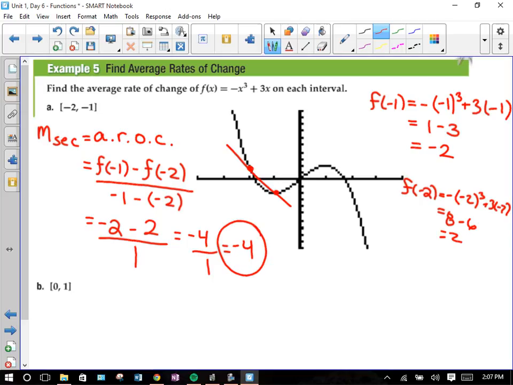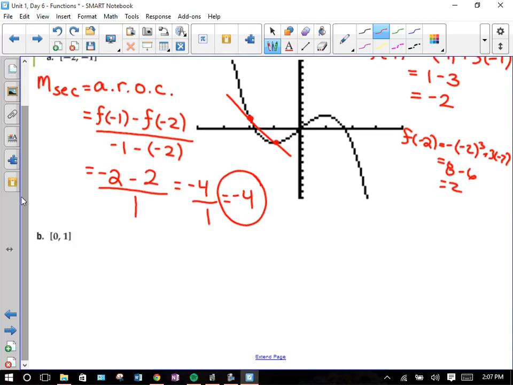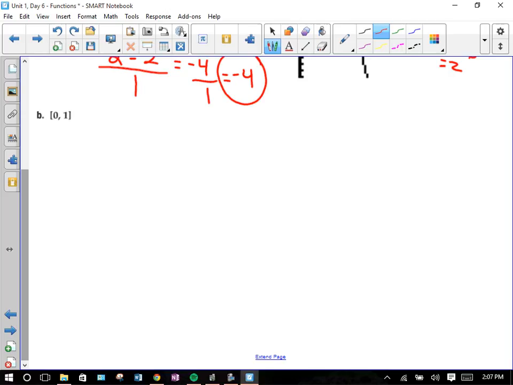Here? Negative 1 minus negative 2 is negative 1 plus 2, which is positive 9. Make sense? Alright. I want to look at one more. You don't even need to graph.